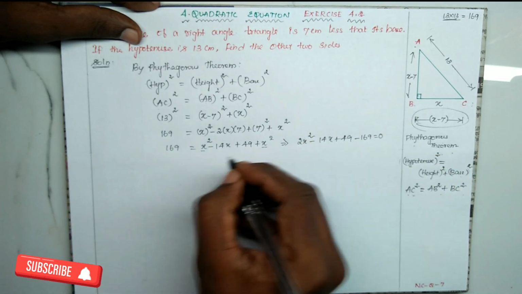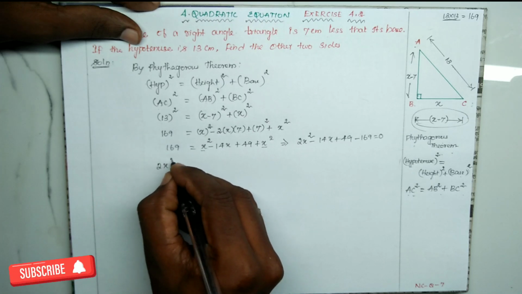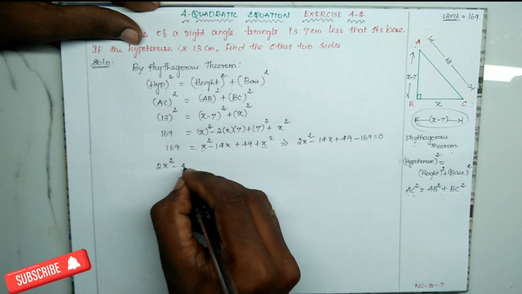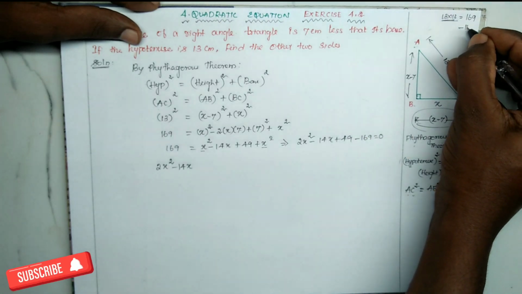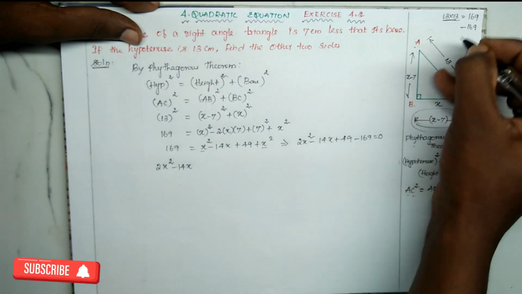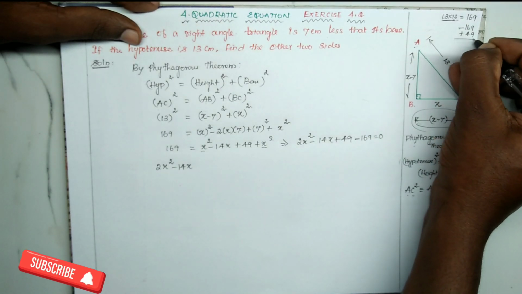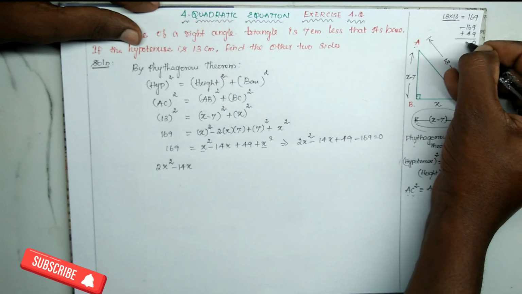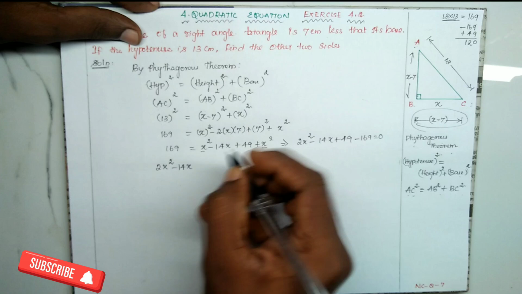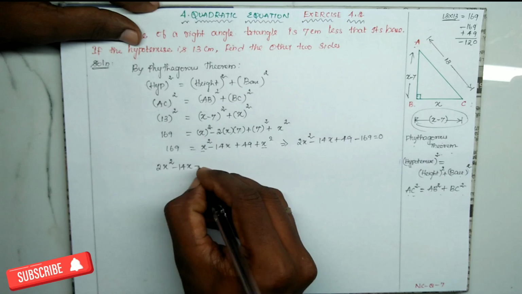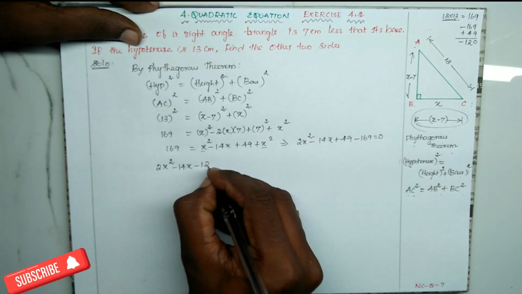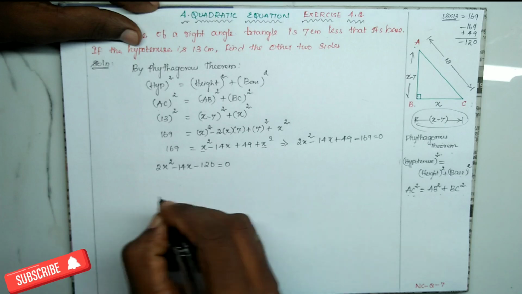Now 2x squared is there, so write this equation: 2x squared minus 14x, plus 49 minus 169. Subtracting, 9 minus 9 is 0, and 16 minus 4 is 12, so 120. The sign is minus because 169 is the greater number and has the minus sign, so minus 120.